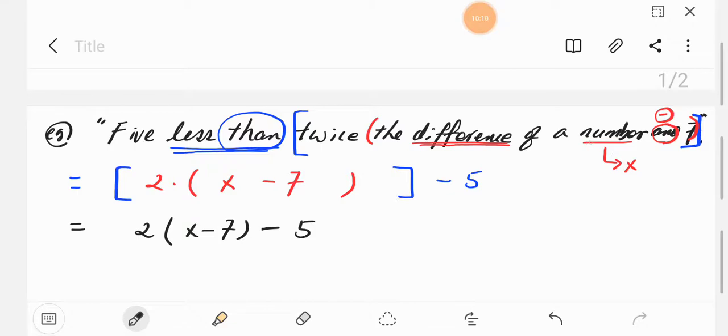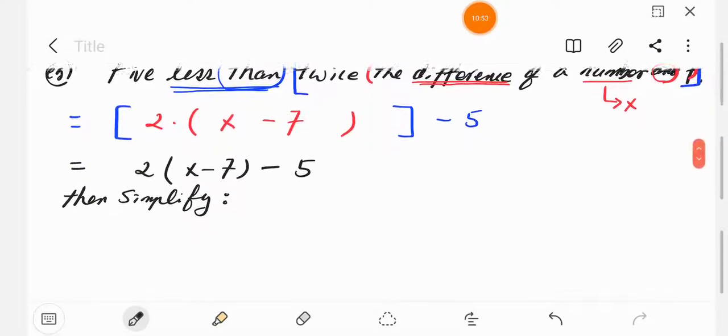So write the number as a variable x, and then write the expression in order, step by step. First of all, 5 less than something: write something minus 5. And that something is a product, twice something, so 2 times something. And that something is the difference, a subtraction. Once it's a subtraction, put parentheses, and then x minus 7. Okay, let's try more examples.